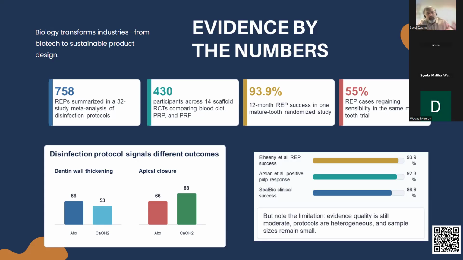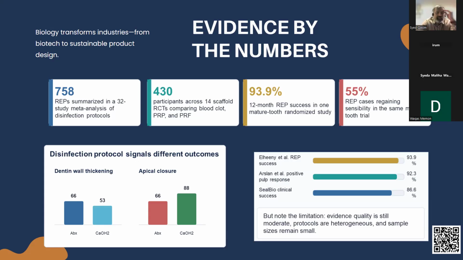Okay. We are now talking about regenerating the pulp, regenerating innervation. And the last two percentages that you're seeing, around 93.9% and 55%: the 12-month regenerative endodontic procedure success in one of the mature tooth randomized studies. And again, 55% of regenerative endodontic procedure cases regained sensibility in the same mature tooth trial.